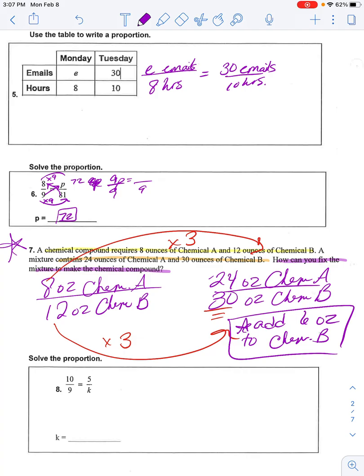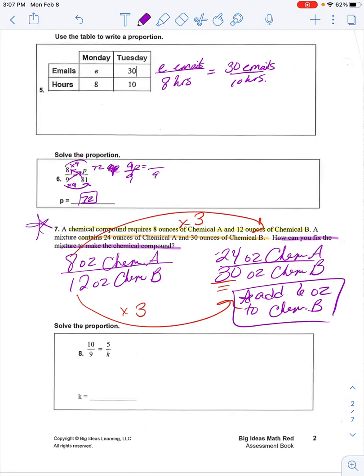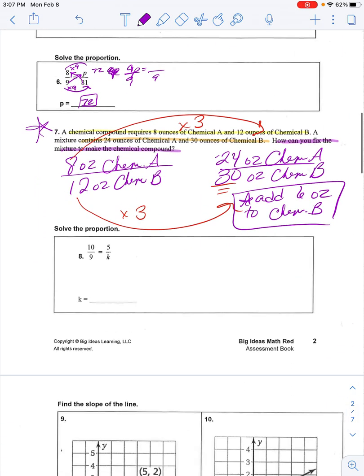So they're both equivalent to 2/3 if you simplify them, okay? So they're both in proportion. Again, you may want to go back and review how I just solved number 7.